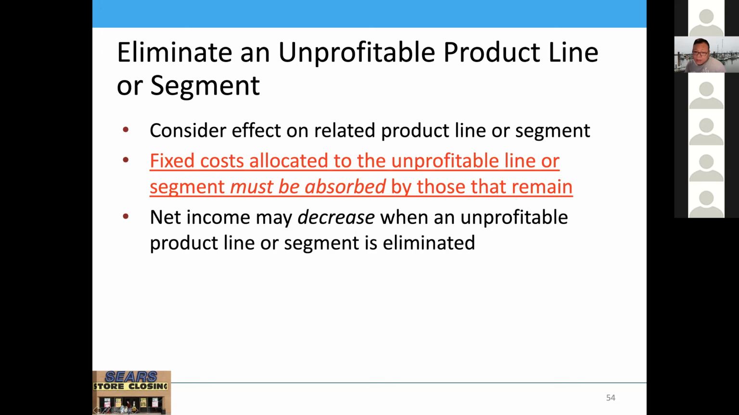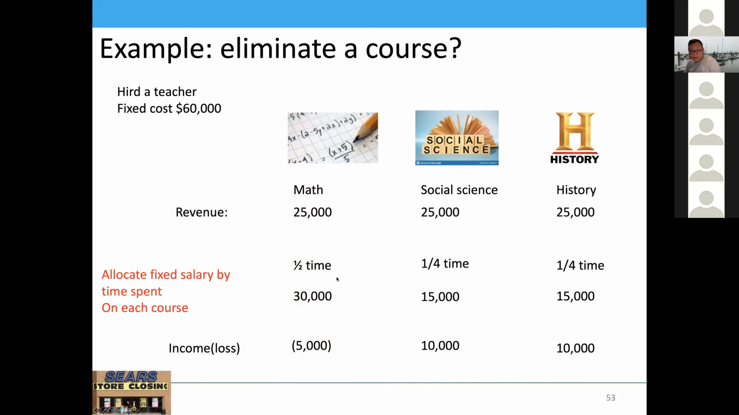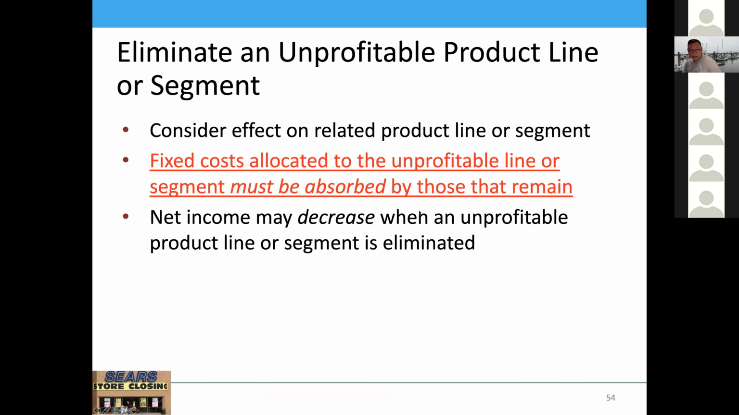So let's take a look at what happened, okay? Let's go back to this scenario. Before, if you keep the math, what's the total revenue? Total revenue is 75,000. What's your total cost? Total cost is 60,000. Your income is 15,000. If you get rid of it, your total revenue is 50,000, and your total cost is still 60,000. And then you are losing $10,000, right? So that's the thing we are saying. If you get rid of an unprofitable production line or segment, your net income may decrease.